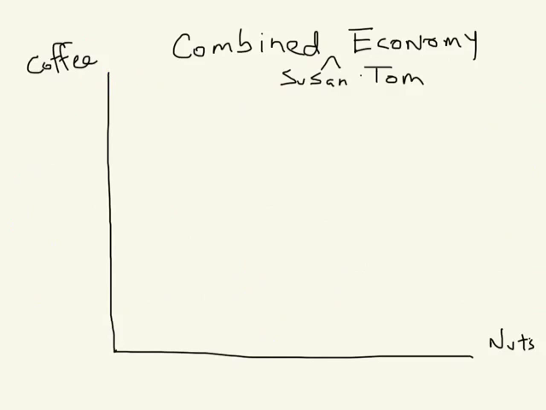Now we've got two individuals though. So what happens if both Tom and Susan spend all their time picking coffee? Well, Susan picks 24 pounds, Tom picks 12. The combined economy, they're going to pick 36.